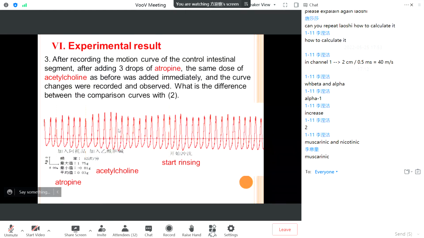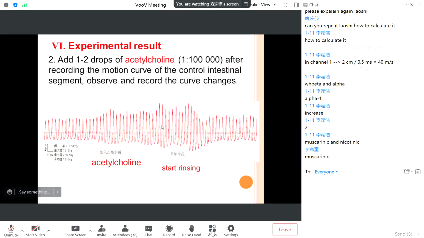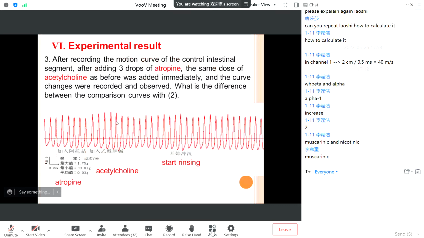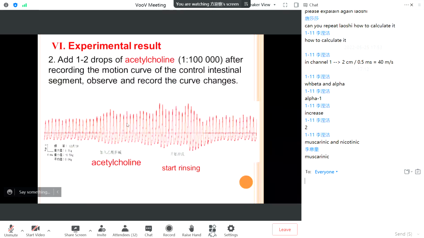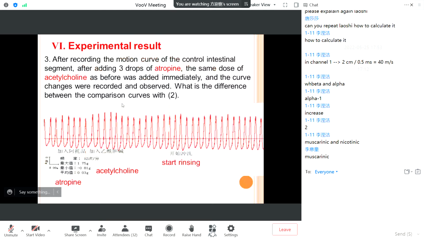We can compare this curve with step 2. Can you tell me if this curve is different? Comparing step 2 and step 3, we found that the curve is different. Can you tell me what is the difference between the two curves?